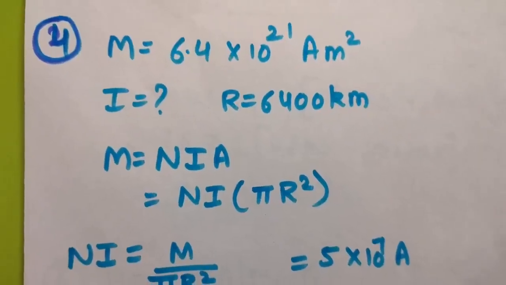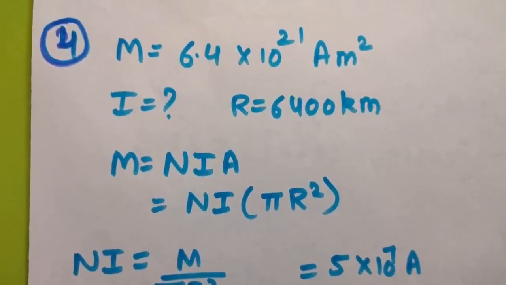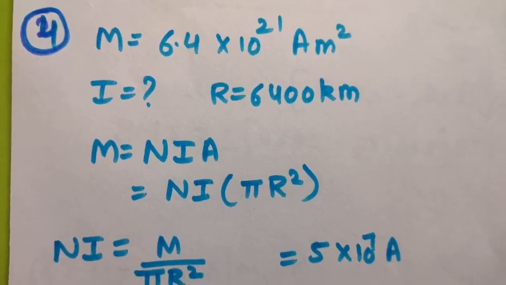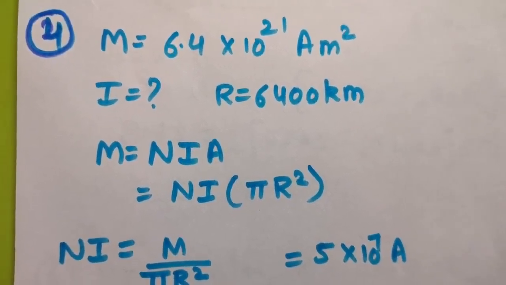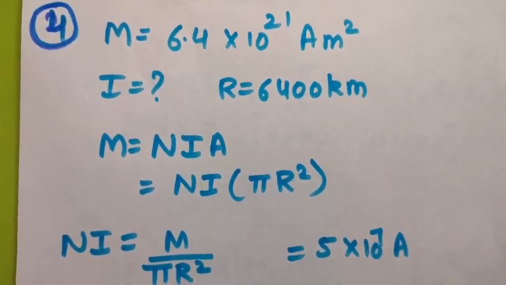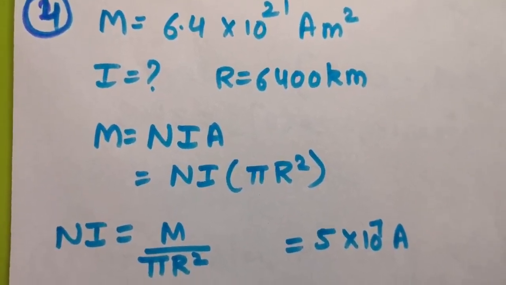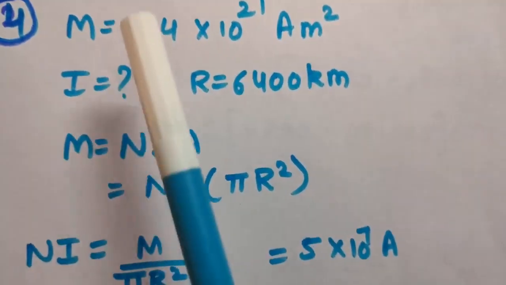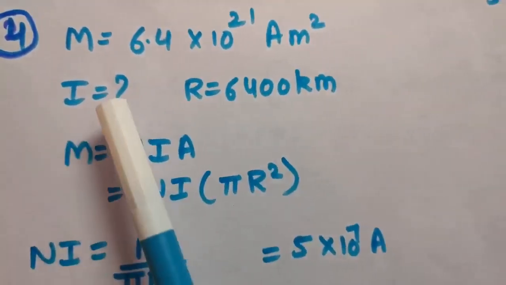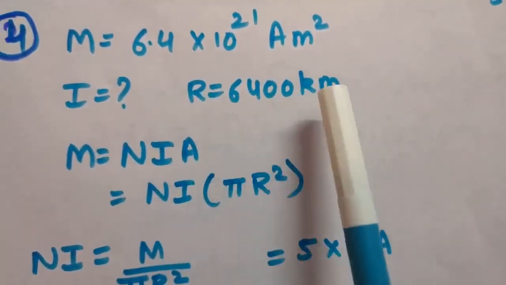Fourth question says the magnetic dipole moment of the Earth is 6.4 into 10 to the power 21 ampere meter square. If we consider it to be due to current loop wound around the magnetic equator of the Earth, then what should be the magnitude of the current? Okay, so magnetic moment is given to you. You have to find out the current, and radius of the Earth is also given.